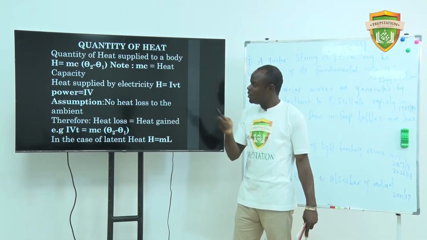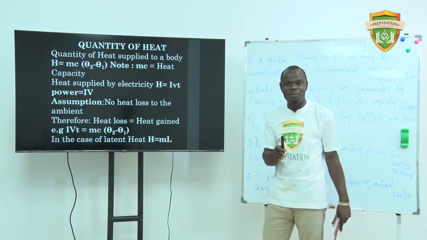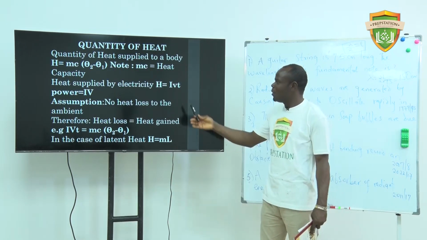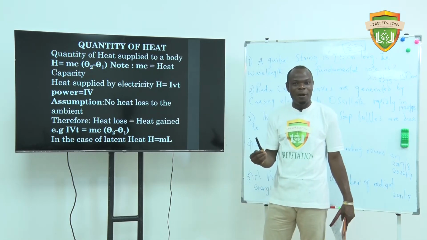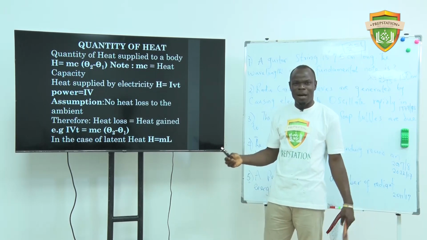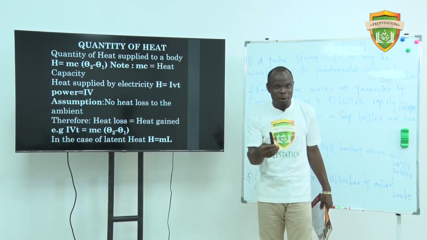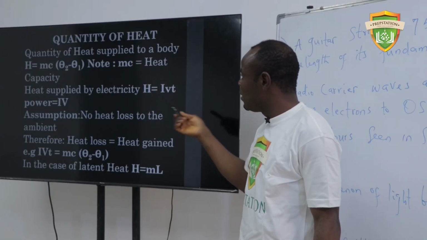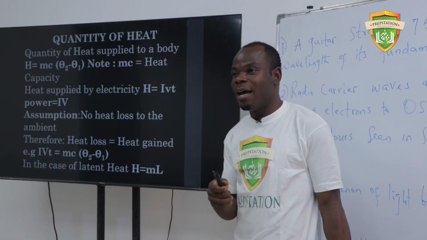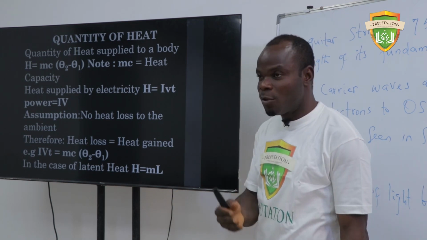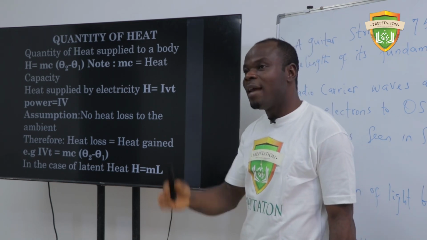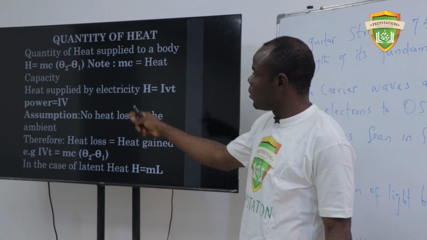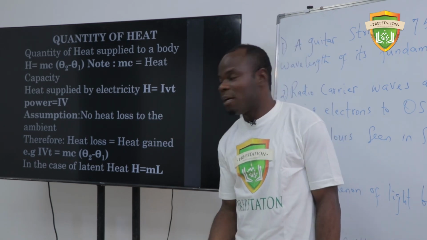We have to be very careful about that, because the question can supply you with the power. Then you are busy looking for the current and the voltage. Where is the power? The voltage not given, current not given, forgetting that you are given power. IV stands for power, and it's measured in watts, definitely. So if you multiply the power by the time, you have gotten the what? The heat supplied by the electricity.